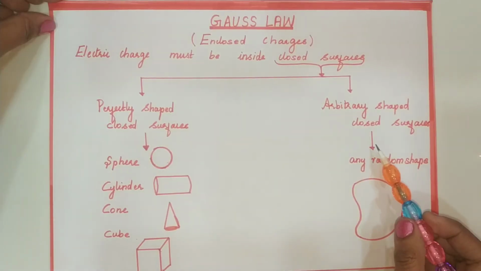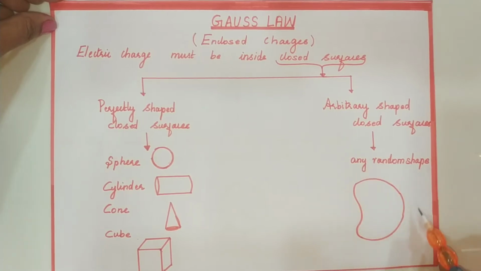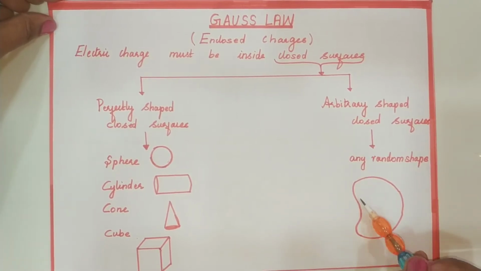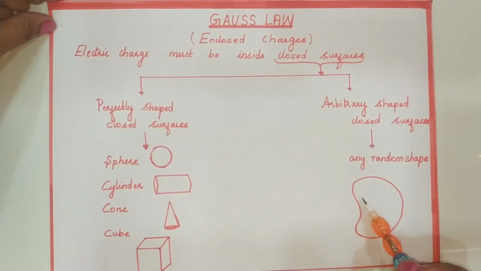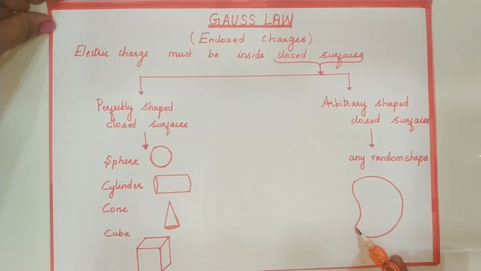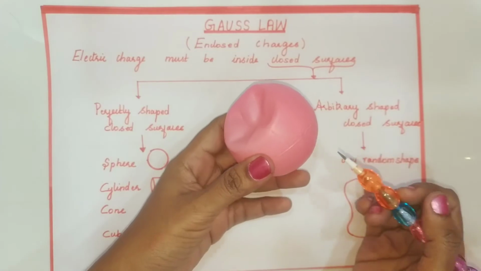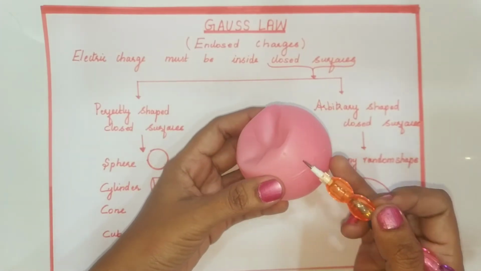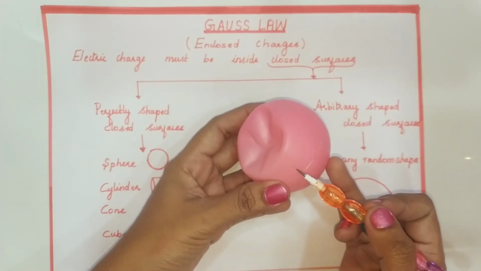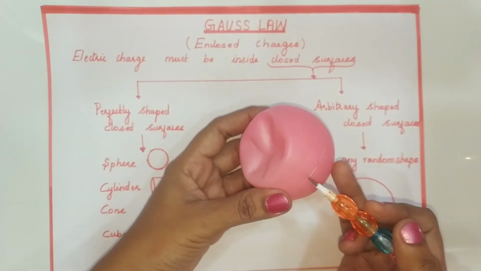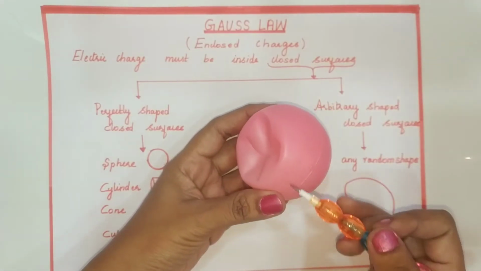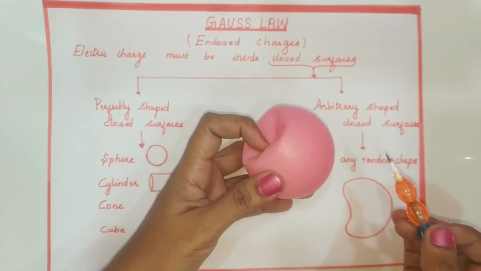For an arbitrary shaped closed surface, we can choose any random shape. Even a sphere, if it is pressed on its sides, we can say it is a random shaped closed surface. See here, I have pressed a sphere on its sides and we can say this is a randomly shaped closed surface, isn't it? All the sides are closed but not perfectly shaped, that's all.